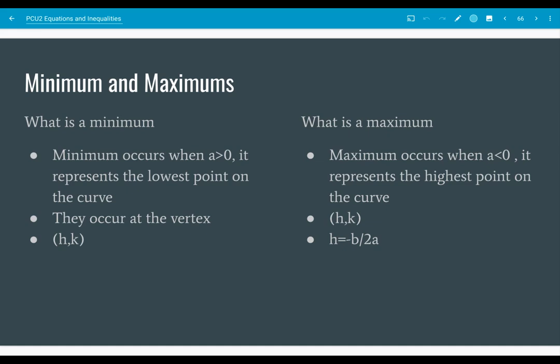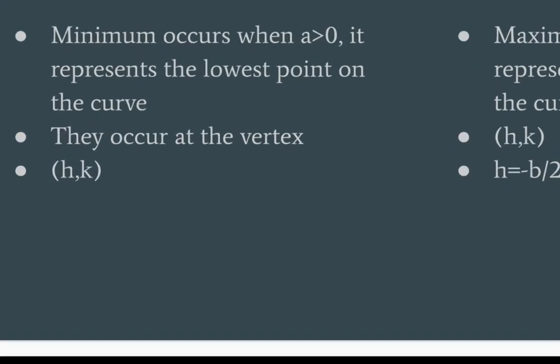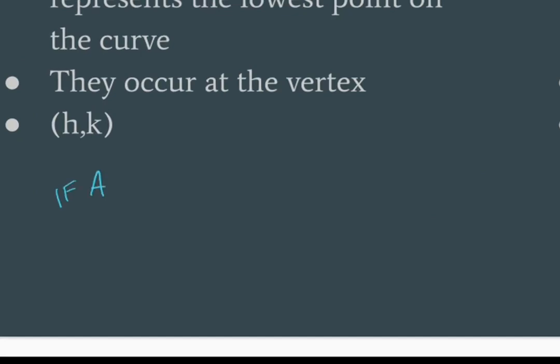Remember a is the coefficient of the squared variable. A minimum occurs when a is greater than 0. So if a is greater than 0, the quadratic opens up like that, and the vertex occurs down here, which is a minimum. And you can justify it's a minimum by saying a is greater than 0, thus minimum, if that's something that you're asked to do in the equation.